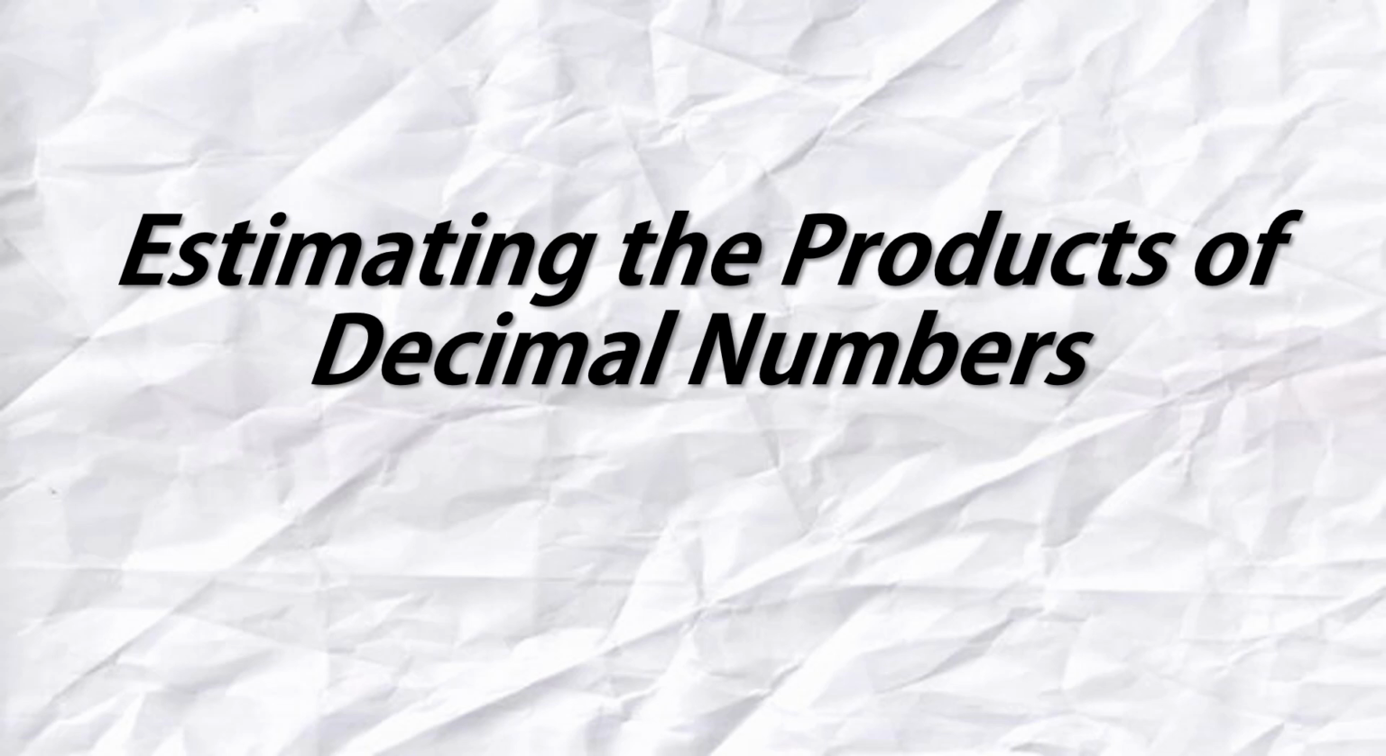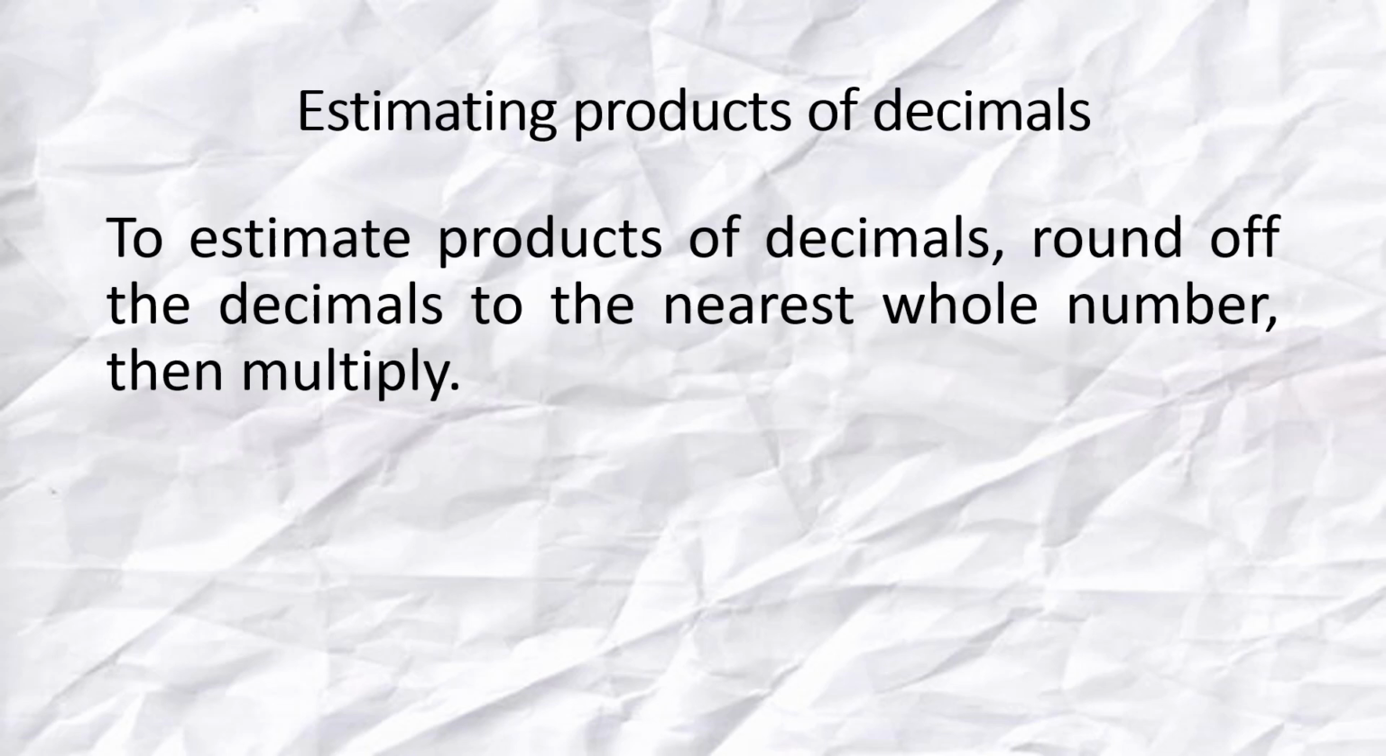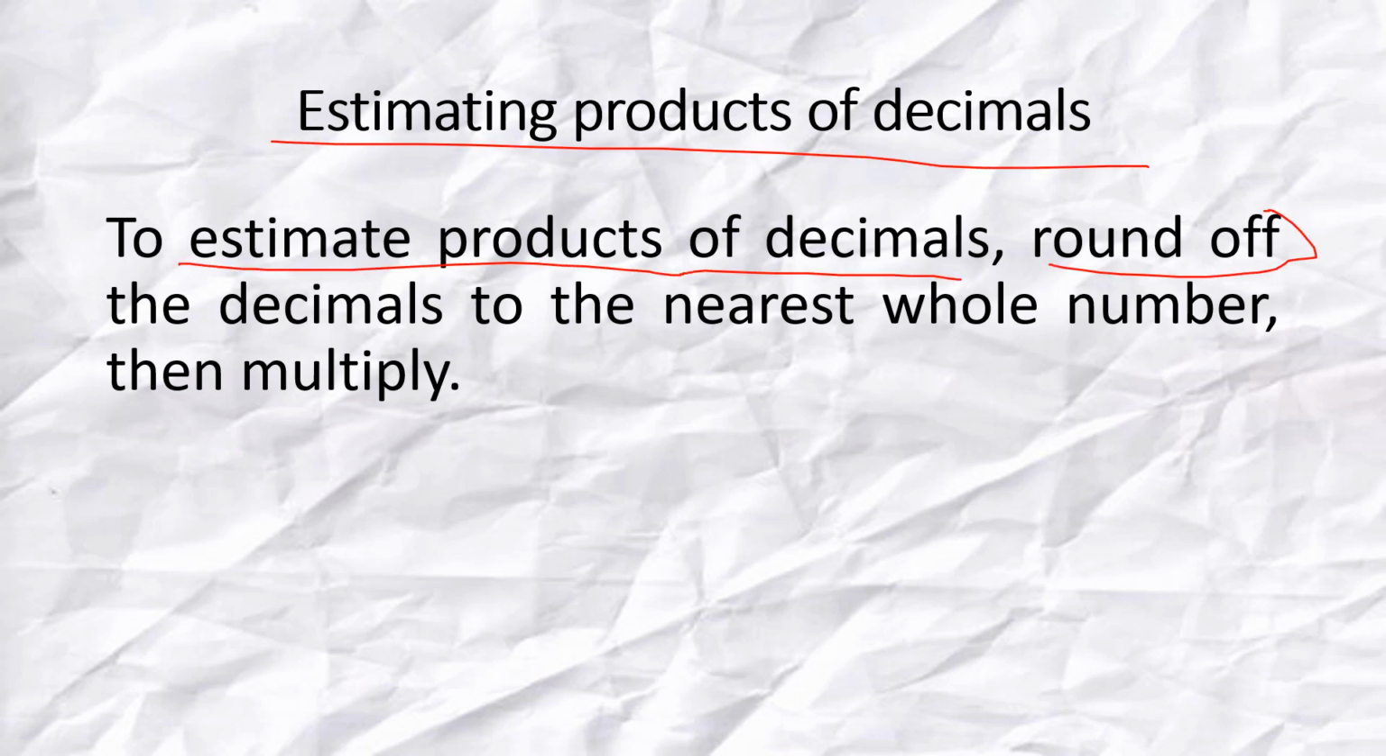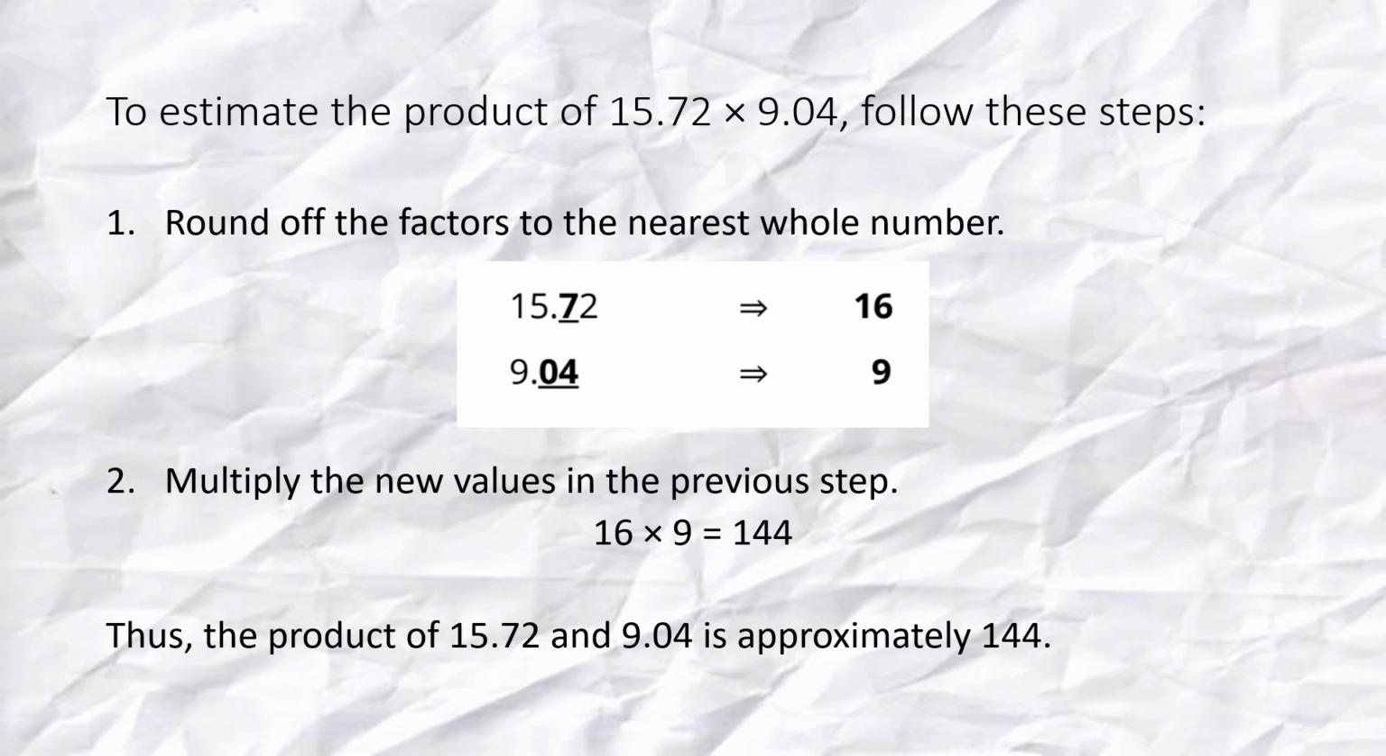For this lesson, we'll be discussing estimating the products of decimal numbers. To estimate the products of decimals, we round off the decimals to the nearest whole numbers, and then after that we multiply them. Let's have this problem. Estimate the product of 15.72 and 9.04.